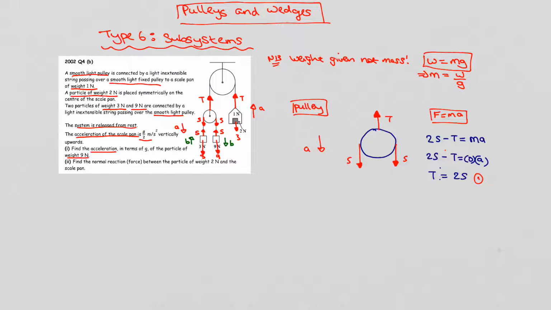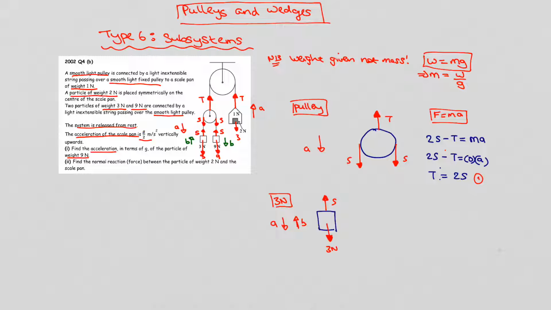So equation 1. The next one we're looking at here then is the 3 Newton. Now, 3 Newton is part of the system within the system, so we have to be careful here of our accelerations. So we have tension acting up, and we have 3 Newtons acting down, our weight. And we see that it is accelerating down while accelerating up.